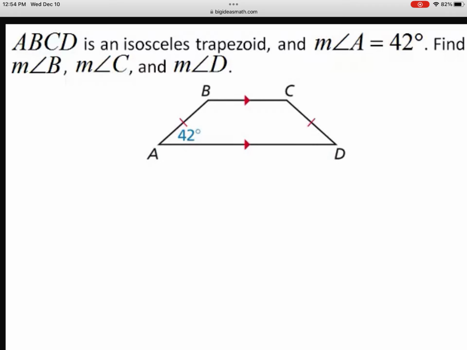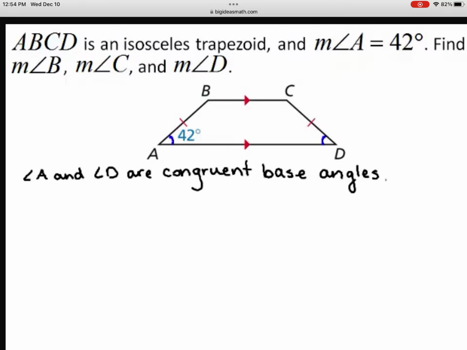ABCD is an isosceles trapezoid, and the measure of angle A equals 42 degrees. Find the measure of angle B, the measure of angle C, and the measure of angle D. Angle A and angle D are congruent base angles by the isosceles trapezoid base angles theorem. So the measure of angle D equals 42 degrees, because the measure of angle A equals 42 degrees.